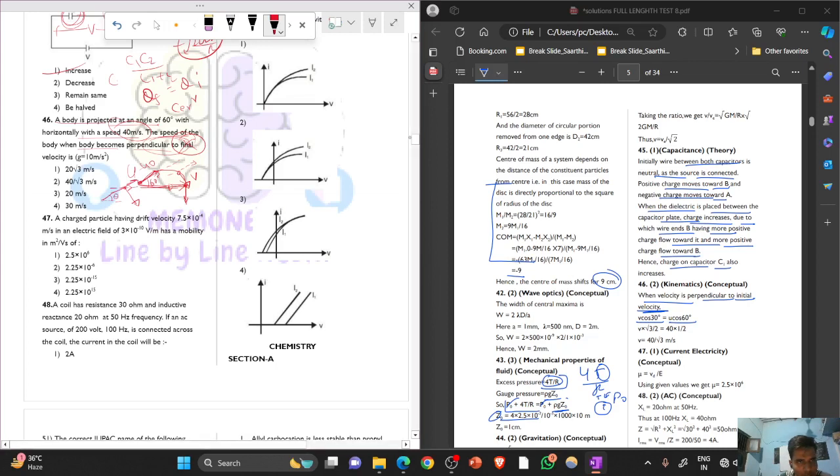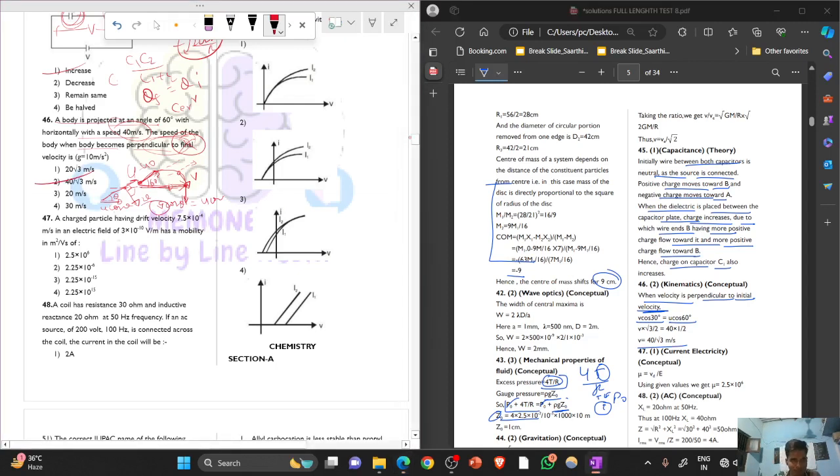By this, you know that the horizontal velocity will remain the same. Let's say it's v, it's u cos theta. So your v cos theta 1 will equal u cos theta. By this you calculate the v, and once you calculate it out, it comes out to 40 root 3 meter per second. That is option number 2.